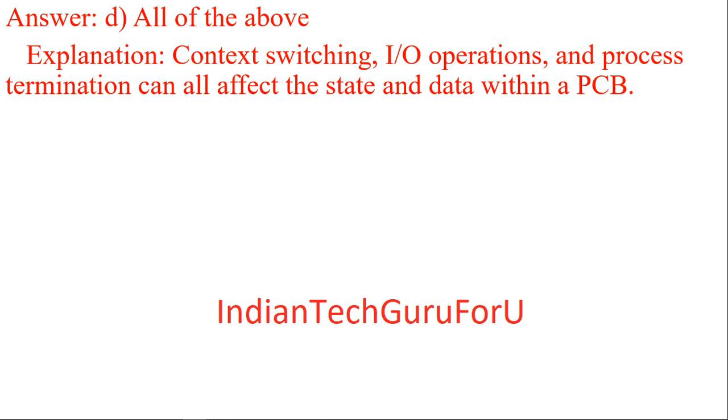Answer: D. All of the above. Explanation: context switching, I/O operations, and process termination can all affect the state and data within a PCB.